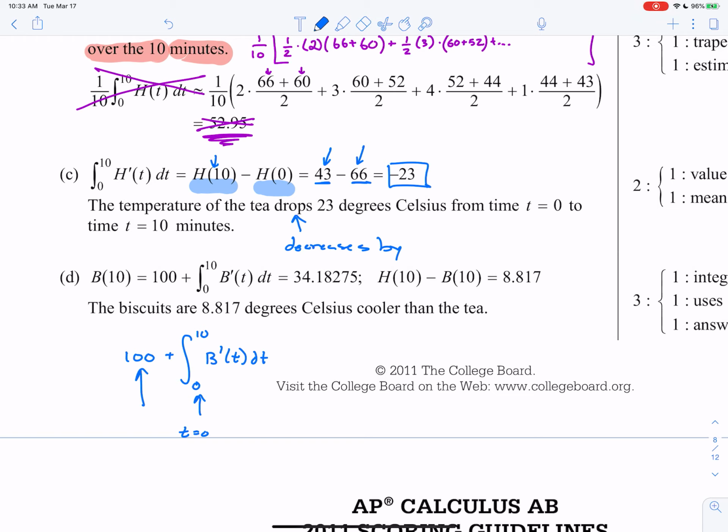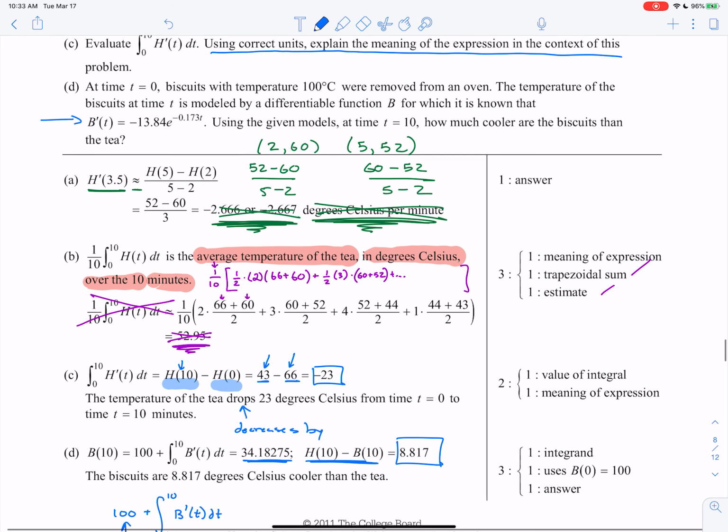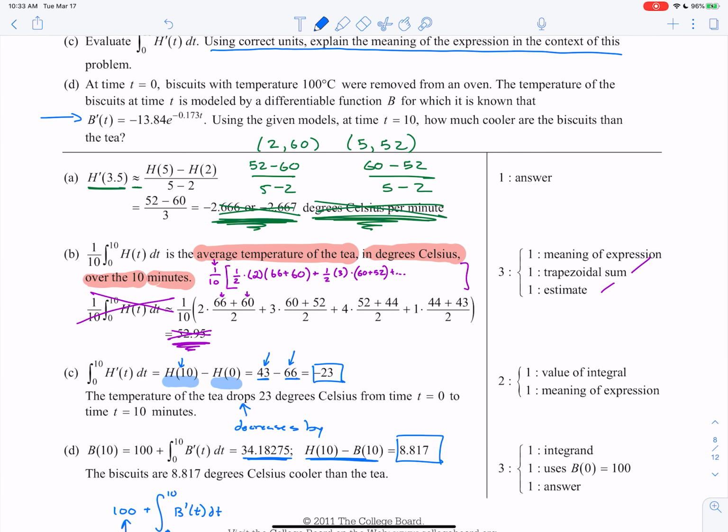So if you plug and chug this one here, you should get 34.182-ish. So that represents the temperature of the biscuit at t equals 10. So all you have to do now is really just subtract the two values to see what the difference is in the temperature, okay? Now I'm double checking. I want to see if they mentioned anything about units. In this case, they didn't. So really, we're just looking for 8.817.